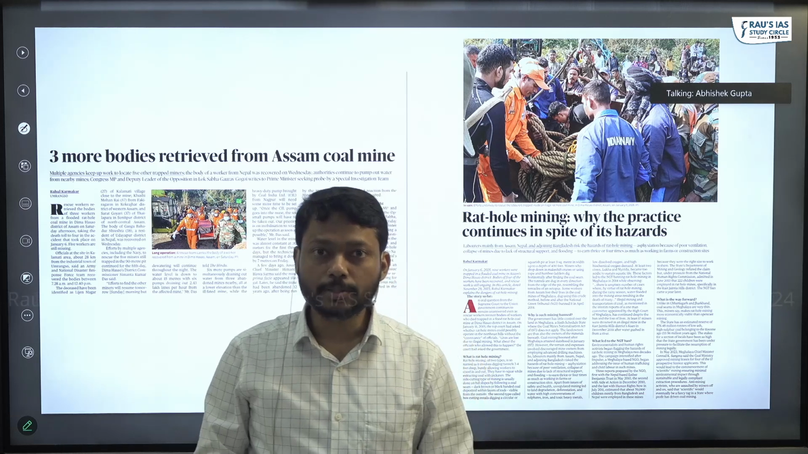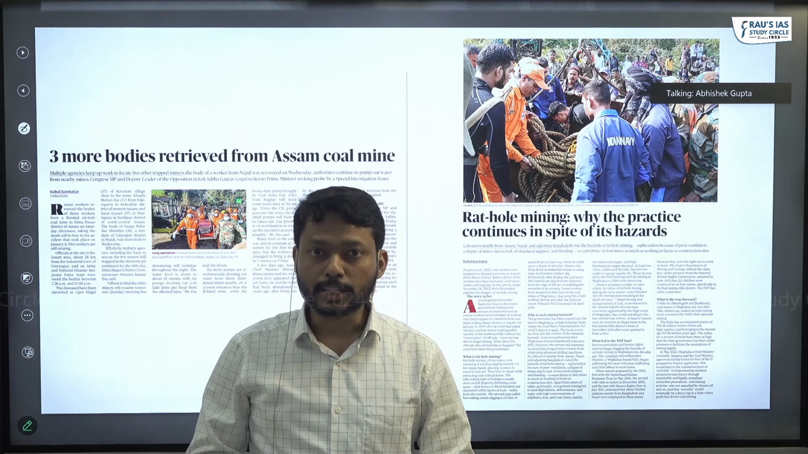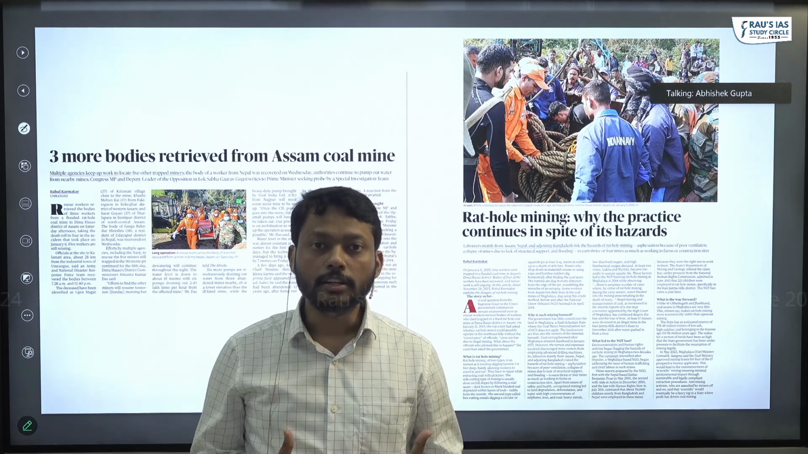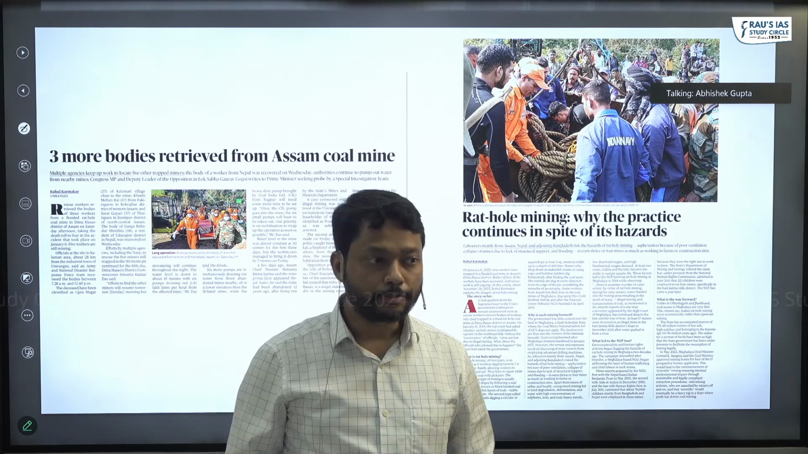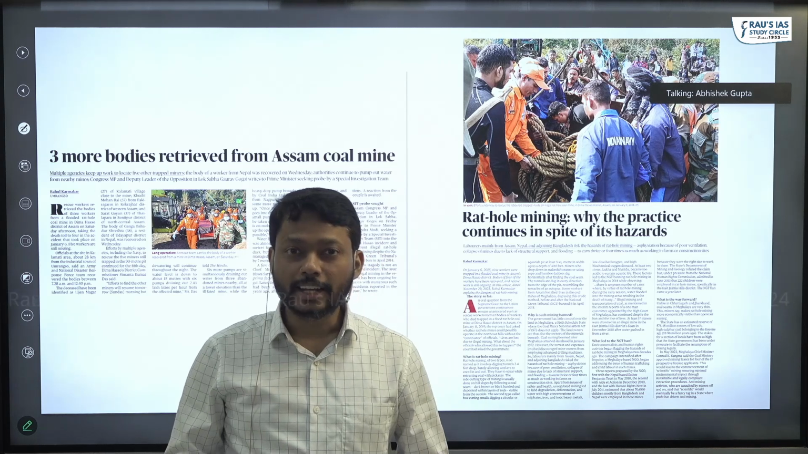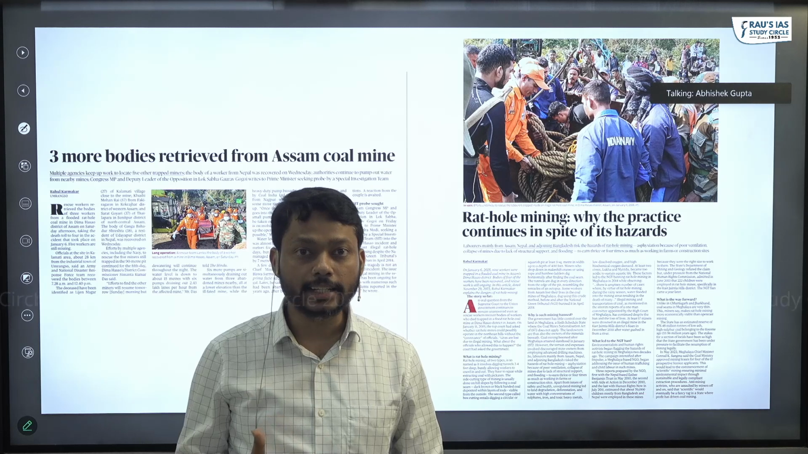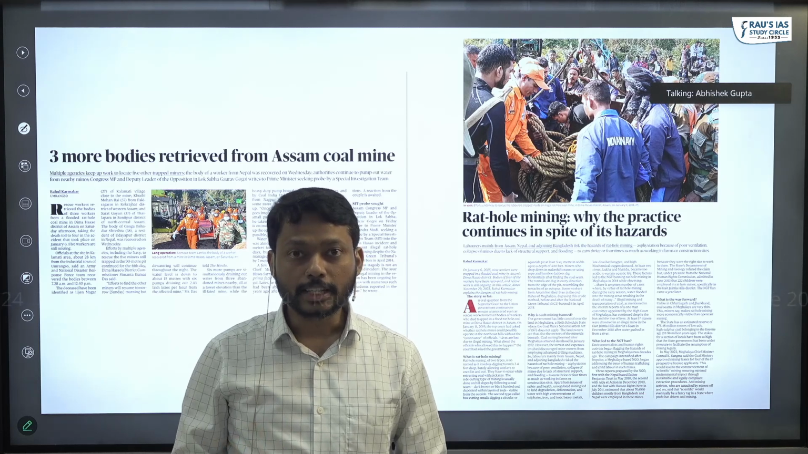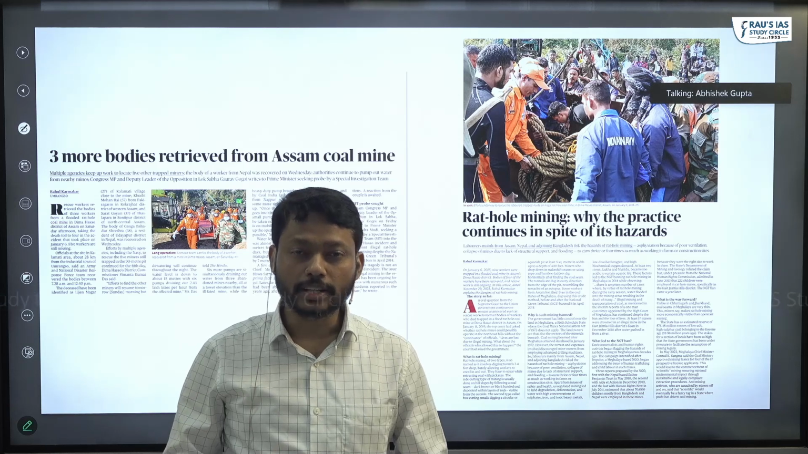Here we shall take up some newspaper articles from last week and discuss them from an ethics perspective, making it relevant to our GS paper 4 of ethics, integrity and aptitude. The first article that we shall start with concerns the death of mining workers because of the rat hole mining technique, which is still adopted despite being a banned technique in many parts of our country, including Assam and Meghalaya.